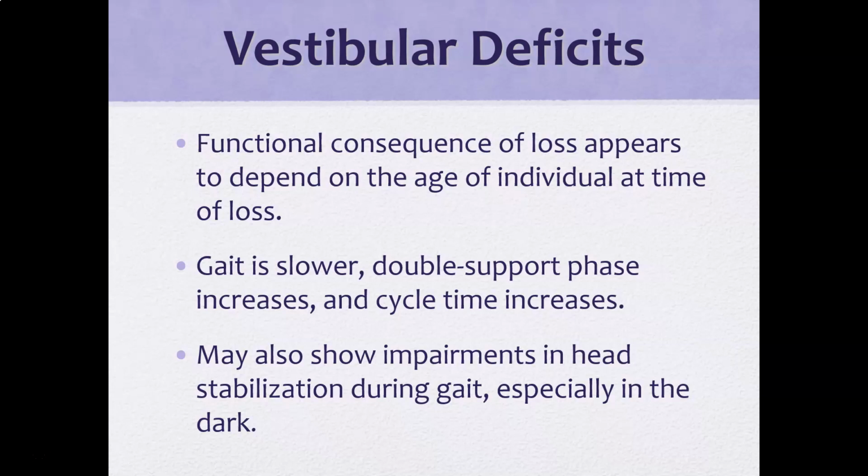Now we've talked about somatosensory deficits, visual deficits. What if they have balance issues, vestibular deficits? Well, the functional consequence of loss appears to depend on the age of the individual at time of loss. Gait's obviously going to be slower. Double support phase increases, right? They like to be on both their feet longer, and cycle time increases, so they just move a lot slower. May also show impairments in head stabilization during gait, especially in the dark.